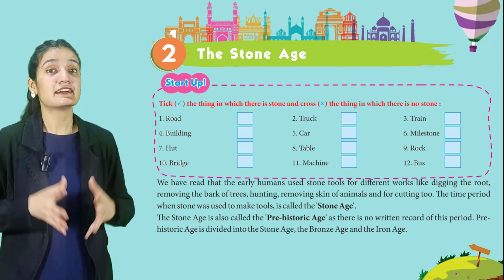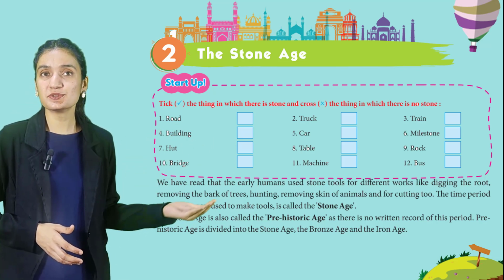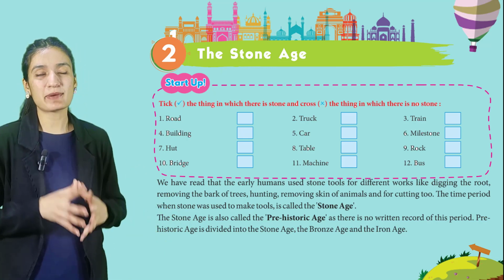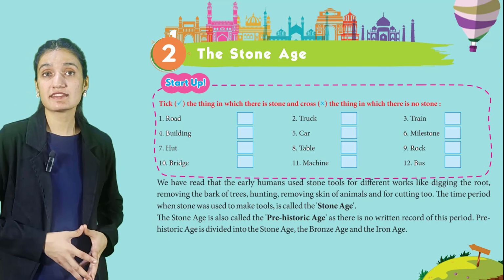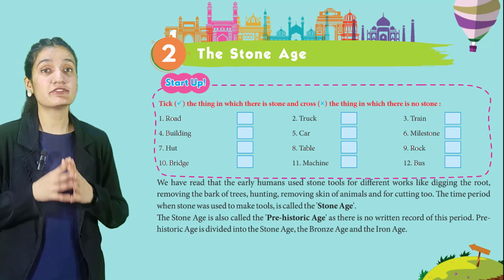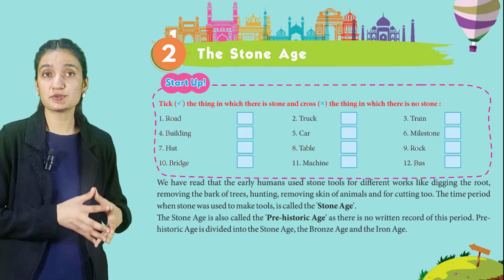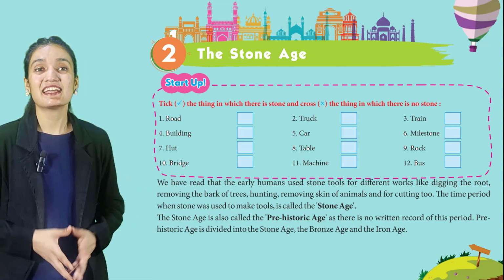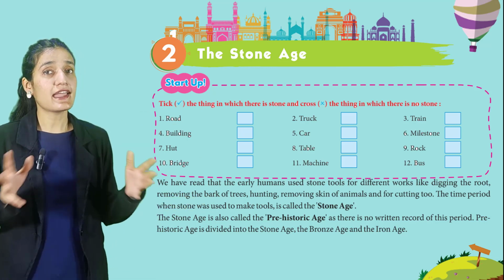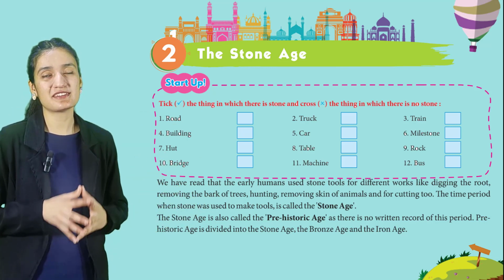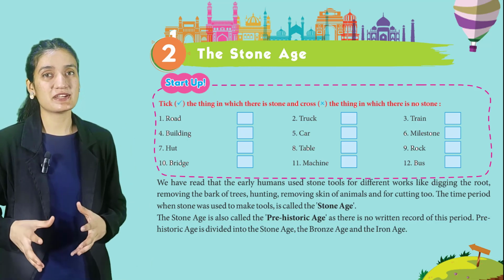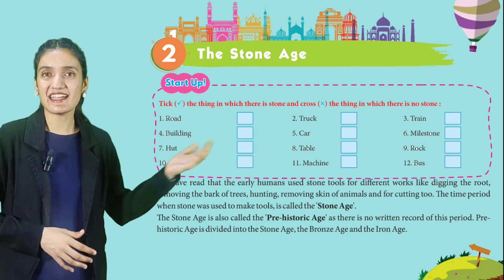We have read that early humans used stone tools for different works like digging the root, removing the bark of trees, hunting, removing skin of animals, and for cutting too. The time period when stone was used to make tools is called the Stone Age. The Stone Age is also called the Prehistoric Age, as there is no written record of this period. Prehistoric Age is divided into the Stone Age, the Bronze Age, and the Iron Age.